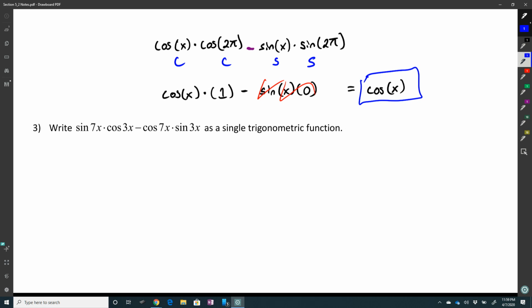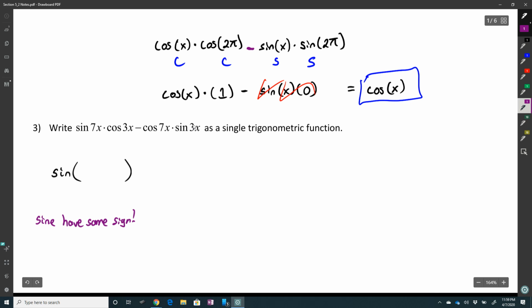Write sine of 7x cosine of 3x minus cosine of 7x sine of 3x as a single trigonometric function. So the pattern, it's sine, cosine, cosine, sine. So this means this has to be a sine. All right. Now, when you're dealing with sines, sines have the same sign. So this is a minus, so this is going to be a minus. And then here's your A and your B. So it's going to be 7x and 3x. So this is just kind of piecing it together. 7x minus 3x is 4x, and so you're left with just sine of 4x.